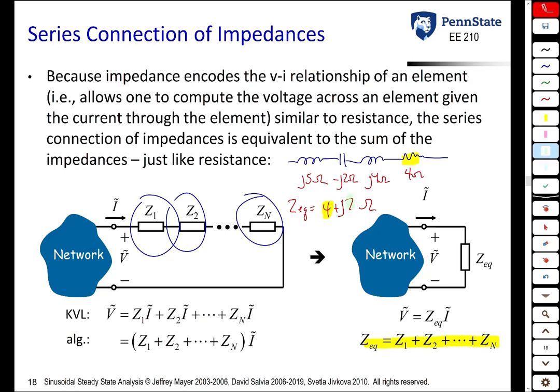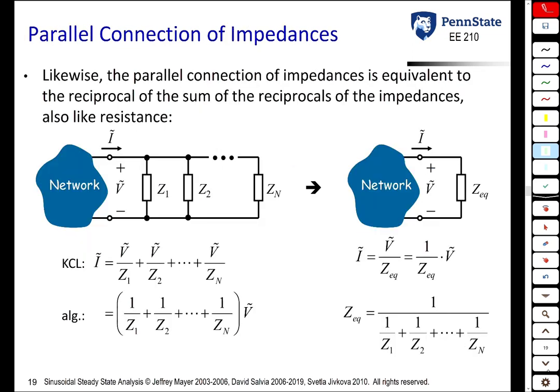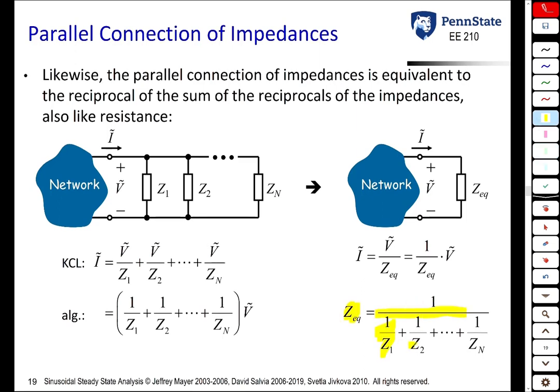And once again, the real part we associate with the resistive parts of the circuit, and the imaginary part, or what we call the reactance, we associate with the capacitors and the inductors. Remember, inductors give you a positive impedance, capacitors give you a negative impedance, and both of them have the J in front of them. Likewise, the parallel connection of impedances is just like the parallel connection of resistances. Specifically, the equivalent impedance is a reciprocal of the sum of the reciprocals.